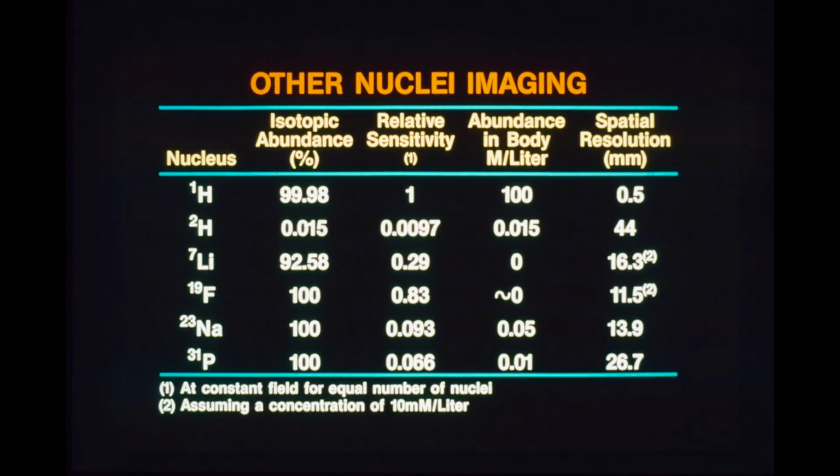I've already shown some of this information, but it gives you an idea of the levels of sensitivity we're facing with other nuclei. Of course, we don't really have any fluorine in the body, so we have to introduce whatever we're going to look at. Protons, of course, exist. Sodium does exist, as well as phosphorus. This is the amount in moles per liter in the body, and you combine that with the relative sensitivity. It turns out that some things just aren't very practical to do.